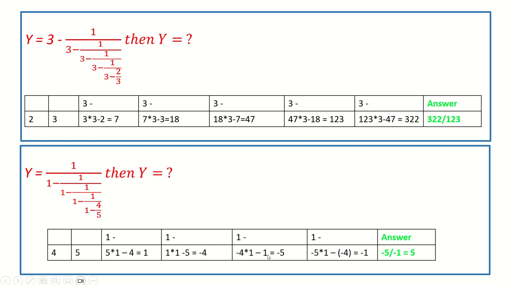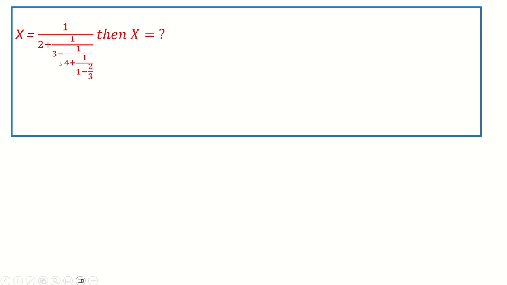So the answer is minus 5 by minus 1 because this is a simple fraction. So previous one divided by the last one. This is minus 5 by minus 1, which is 5. I hope with this it's very clear how to do these kinds of problems. Now let's do more generic fractions where you have plus and minus combined and also the numbers are different.